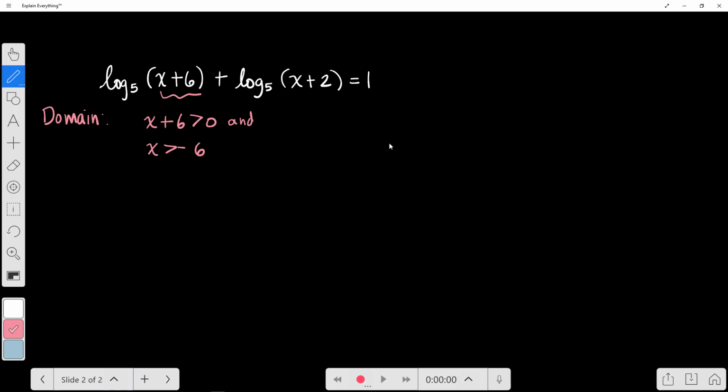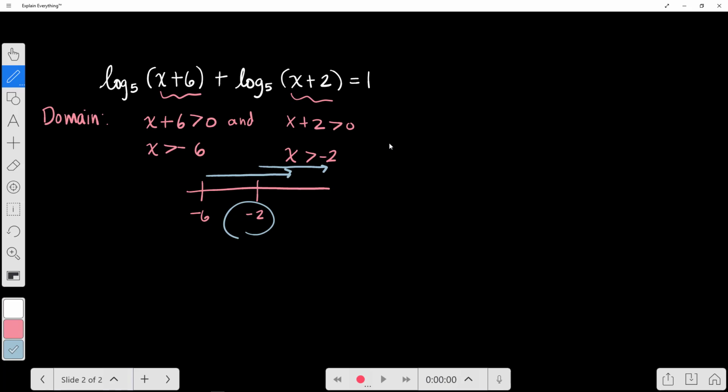We also have to look at x plus 2 greater than 0, or x greater than -2. If I put this on a number line, from -6 to -2, then if x has to be greater than -6 and greater than -2, basically it has to be greater than -2, right? Because we can't plug in -5 into this one. So our domain is x greater than -2. All right, now we can go through and try to solve this.